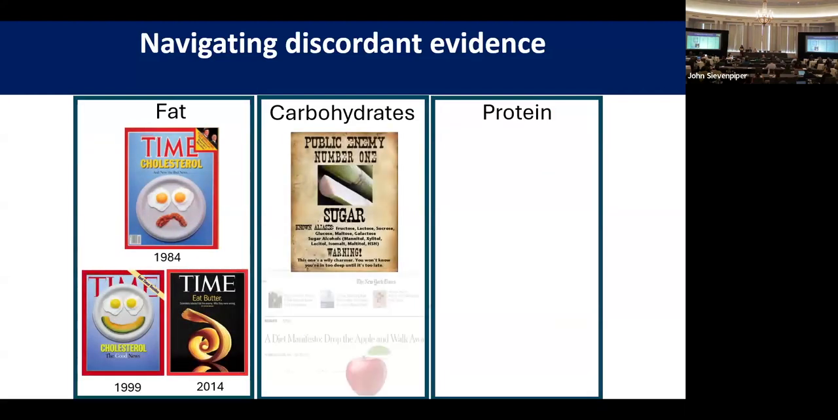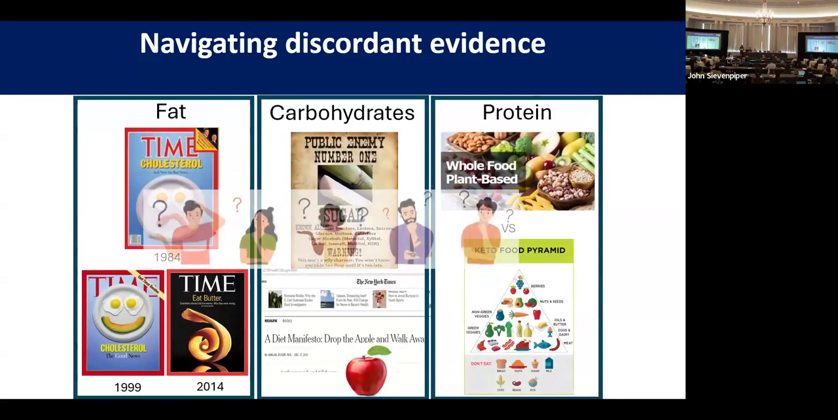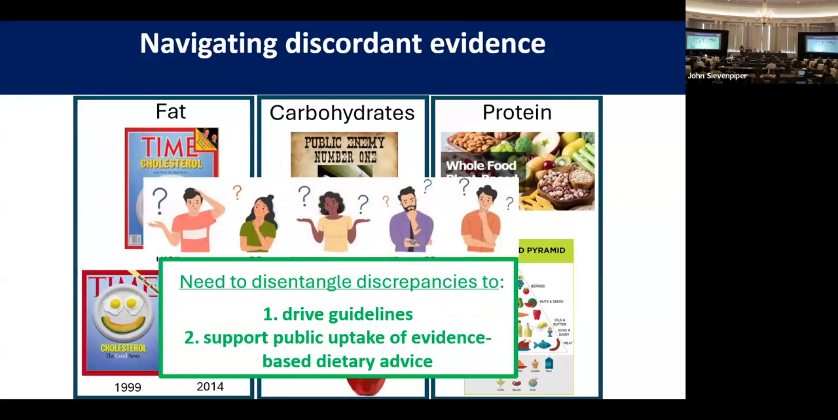So a big challenge we face is that there are a lot of discordant messages facing the public, and that can result in a lot of confusion, following things that are not evidence-based, and even potentially result in distrust in the scientific community. So there really is a need to help with disentangling discrepancies, not only to help drive our guidelines and to get that knowledge that we know about what diet works to help with mitigating chronic disease, but also to help support public uptake.